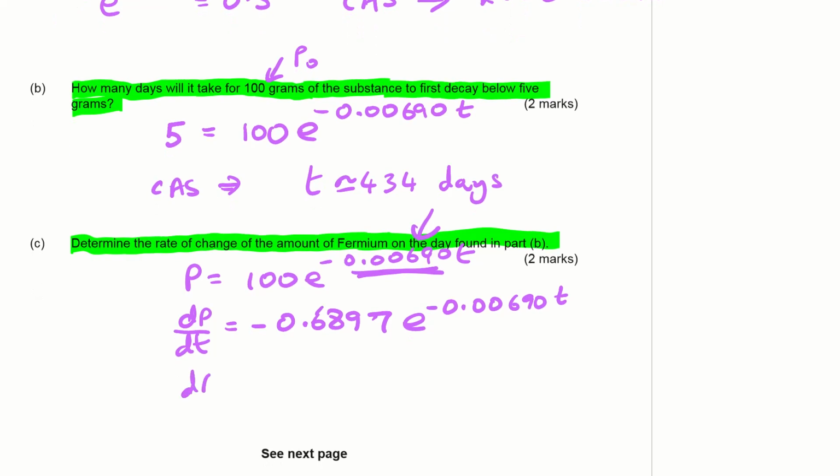And then we want dP/dt given t = 434, and I may have used a slightly more accurate figure for that in the calculation as well, but I gave the calculation to 3 decimal places as 0.034, so negative 0.034 grams per day.